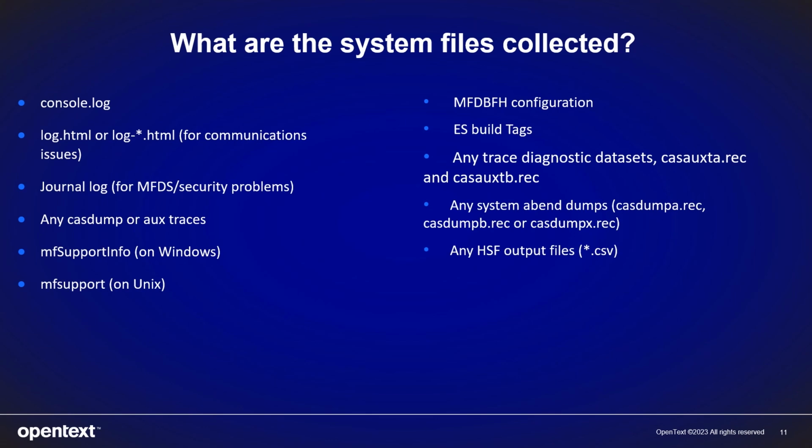Then you've got several other configuration and build tag files, as well as any trace diagnostic data sets such as CASAUX.TA and CASAUX.TB, which are alternating auxiliary trace files, etc. And any system abend dumps, again, CASDUMP-A, CASDUMP-B, etc. So these are just some of the files that are collected.